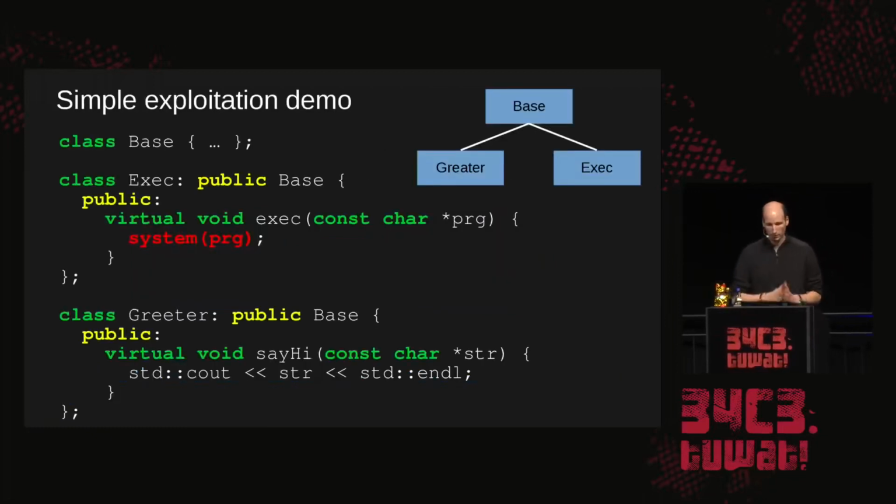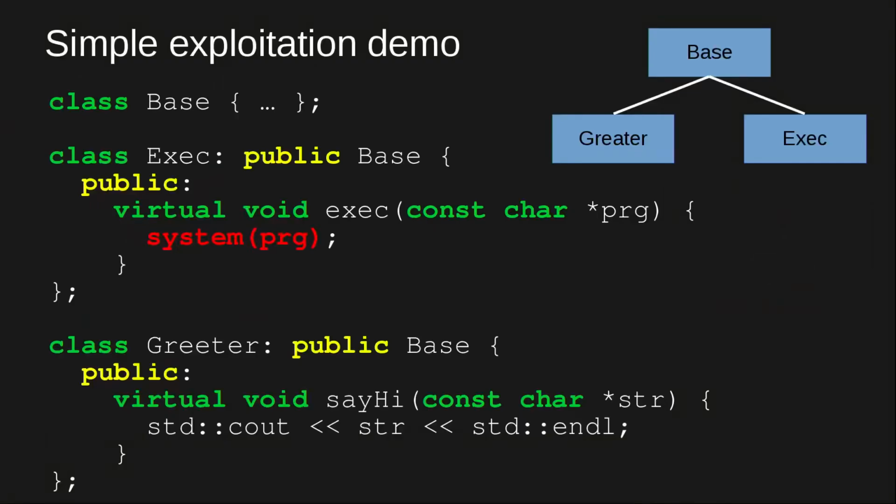As a simple example, just to show you the power of this exploit primitive, again imagine that we have a base class that just implements some basic functionality, and we have two subclasses of it, two descendant classes. We have a greeter class that just says hello, and we have a greeter executor as a service.